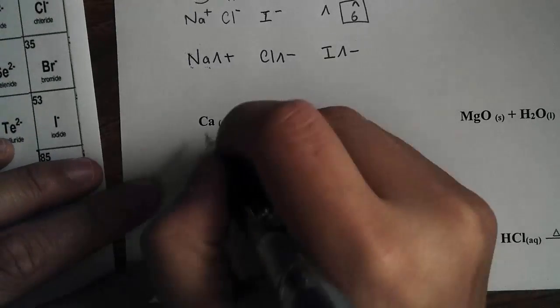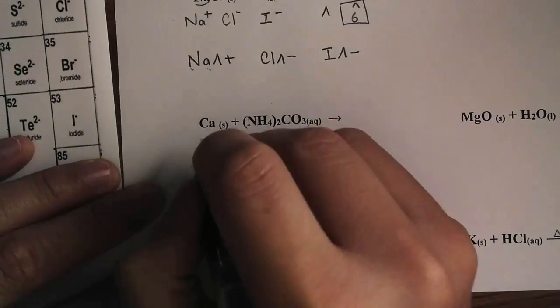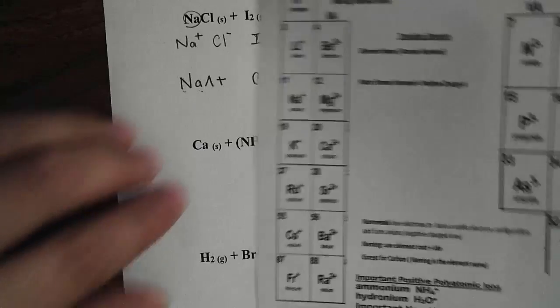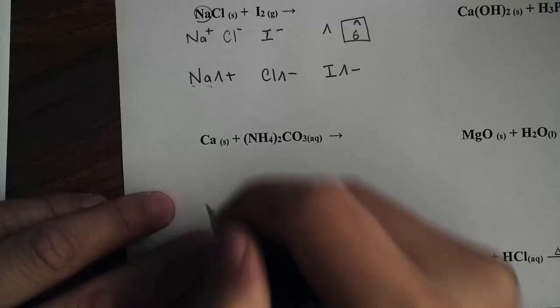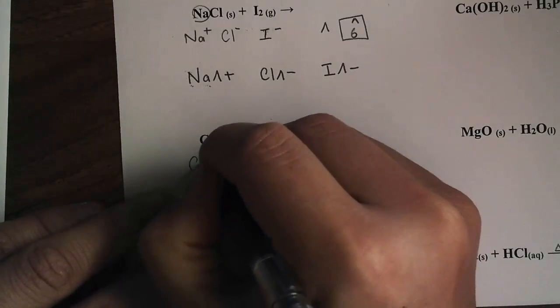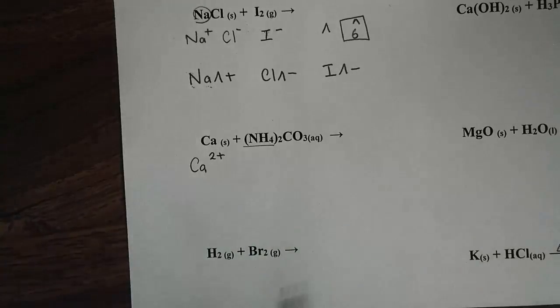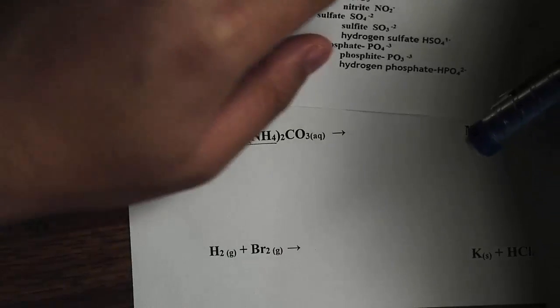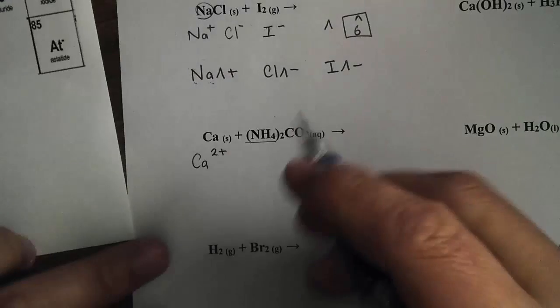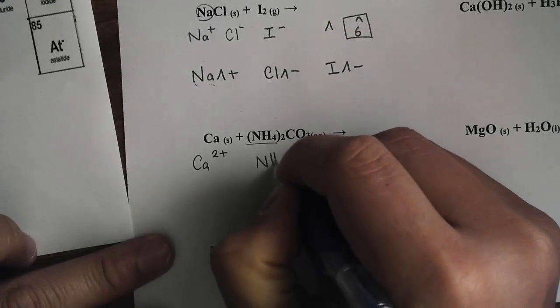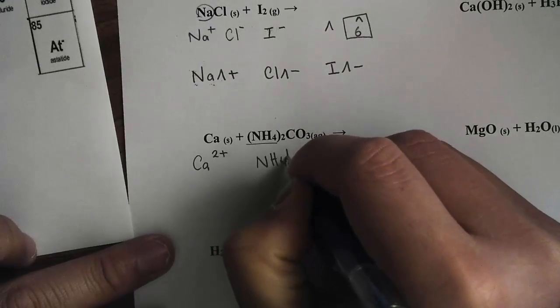Let's try another problem. Here I have calcium. That's in group 2A, so that would be right here. Okay, so that would give us Ca2+. And then we have ammonium, NH4, and we go back to the list of polyatomic ions. Ammonium right here, NH4+. So we know it's going to be NH4+.